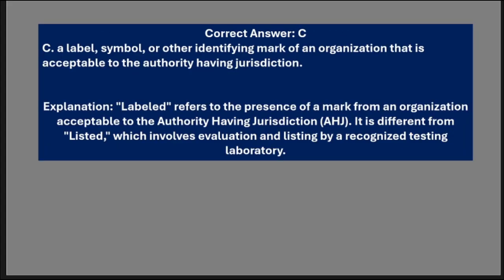Correct answer C. A label, symbol, or other identifying mark of an organization that is acceptable to the authority having jurisdiction. Explanation. Labeled refers to the presence of a mark from an organization acceptable to the authority having jurisdiction. It is different from listed, which involves evaluation and listing by a recognized testing laboratory.